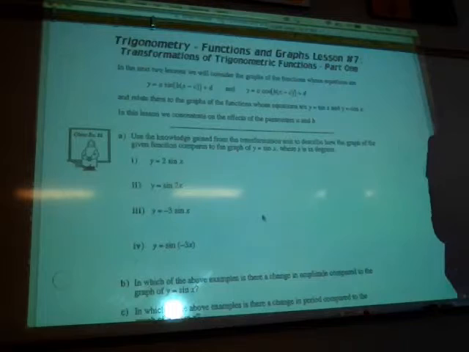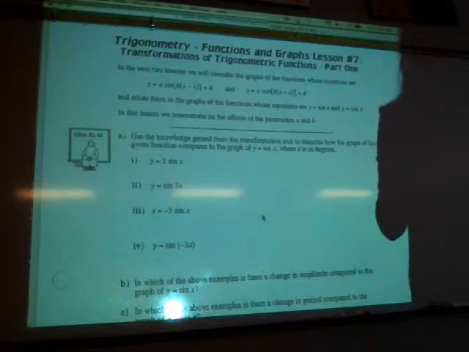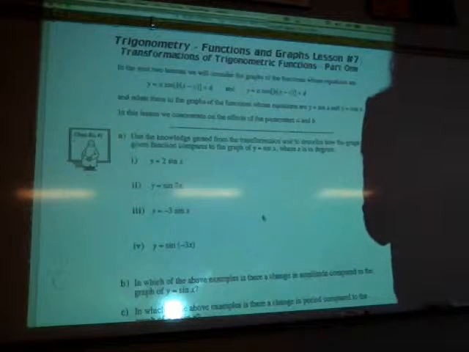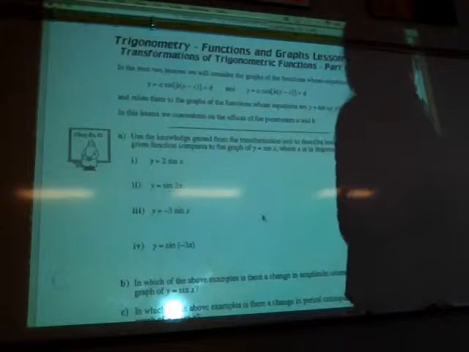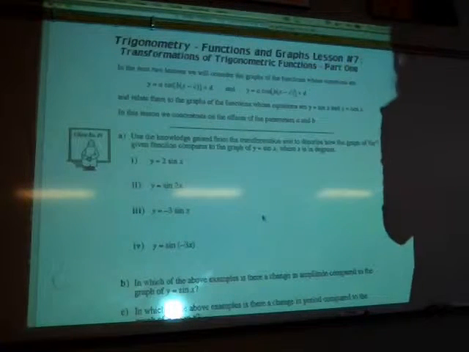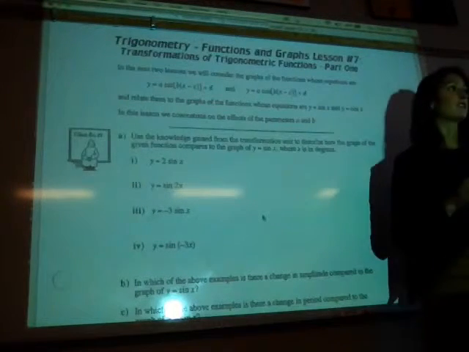Alright, so I purposely put the graphs of sine, cosine, and tan over here just so that if you need a reference point, you can go back to it, because this lesson's all about transformations, and we have to transform from these original graphs. So just for a reference, they're there for you guys. Before we get into it though, let's just review some of the transformation parameters.